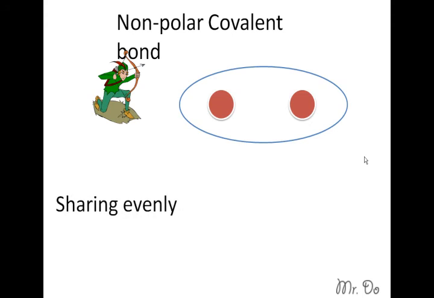Then there are times when the money is shared evenly. The electron money is shared evenly because both families have the same number of proton kids. And this is called a non-polar covalent bond because the electrons are being shared evenly. There is no pole, it's just very evenly shared.